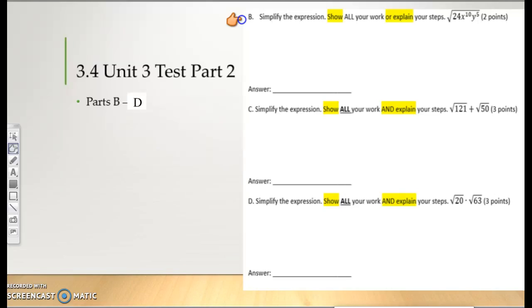Part B. This one says simplify the expression. Show all work or explain your steps. Square root of 24 x to the 10th y to the 5th. So your answer, what this looks like simplified, goes on the answer line. But up here in the space, you can show your work or explain your steps, one or the other. If you do both, that's fine. You only have to do one.